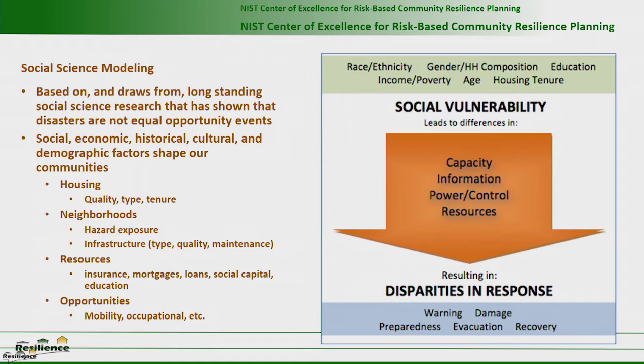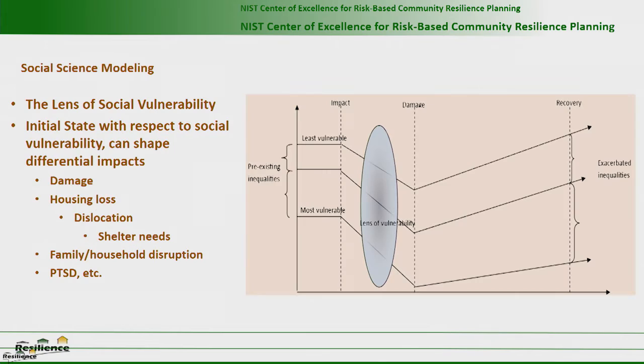It's a consequence of all those factors that shape our household's ability to act with respect to warning, to be able to address the potentials for damage, and then ultimately the long-term recovery issues as well. So these broader factors often shape the outcomes of these disasters. Indeed, we can talk about a lens of social vulnerability. If you think about the initial states in our communities in terms of these heterogeneities, or much more importantly in terms of inequities or inequalities, those can often be exacerbated after an event in terms of disaster.